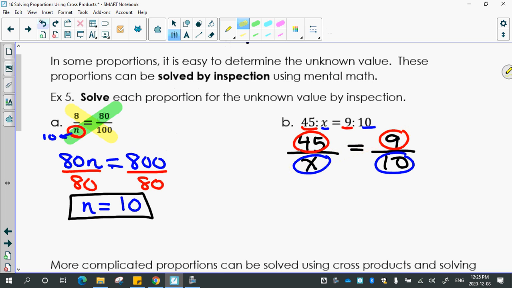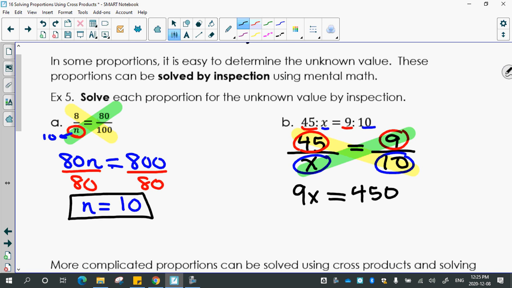I usually do this way. Find where your x is, or your variable, and you're going to start with that product. X times 9. X times 9 is 9x, and it's going to equal 45 times 10. 450.